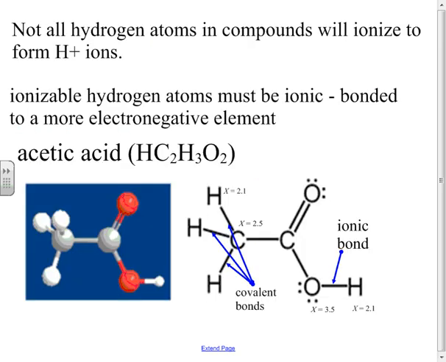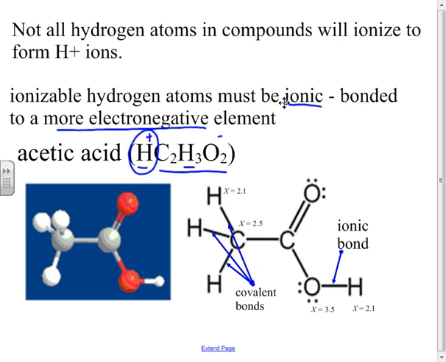Just because something contains hydrogen does not mean that it is an acid, for not all hydrogen atoms in compounds will ionize to form hydrogen ions. Ionizable hydrogen atoms must be in an ionic bond, that is, they must be bonded to a more electronegative element. If we look at the example of acetic acid, it has 4 hydrogens, but only one of those is ionizable. These are typically written with the H first, indicating it's a positive ion, and then the second part is some kind of a negative ion, such as the acetate polyatomic ion.